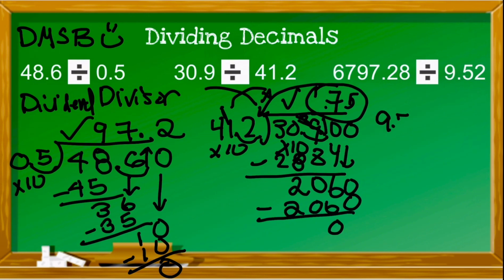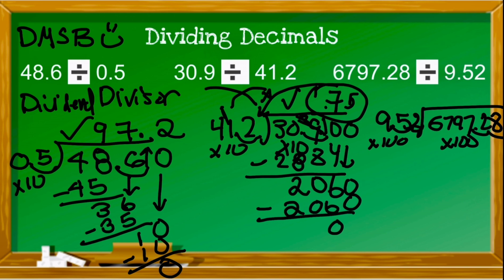And the final problem, I'm going to divide 6,797 and 28 hundredths by 9 and 52 hundredths. What a mouthful. That big number is going into my division symbol, and this time I have 2 decimal places to move to make it a whole number. So I'll multiply by 100 in both the divisor and the dividend.